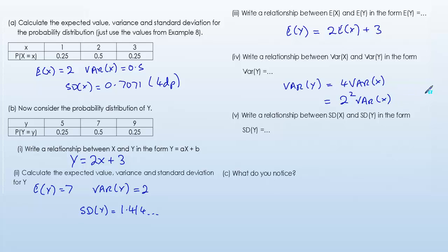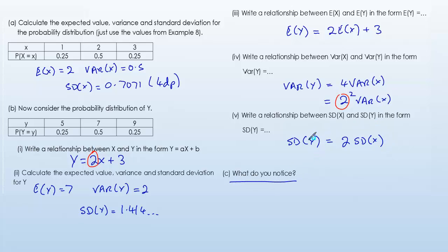var x, and the reason I've done that is that this is a 2 squared, and then if you look at the standard deviation, it's actually twice the standard deviation of x.